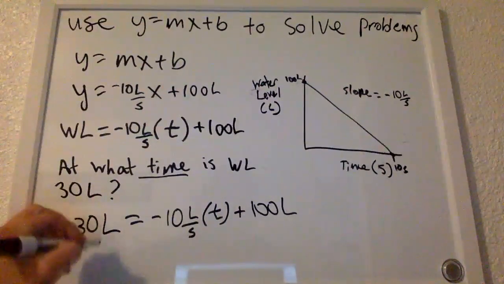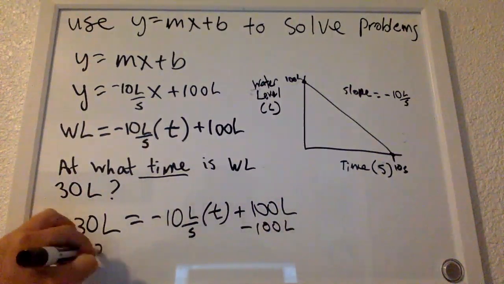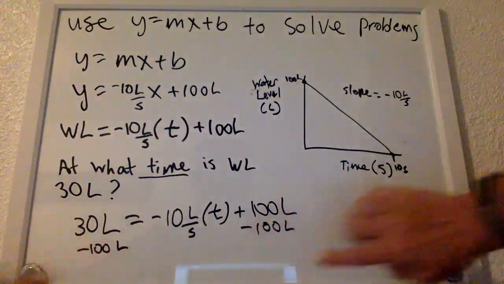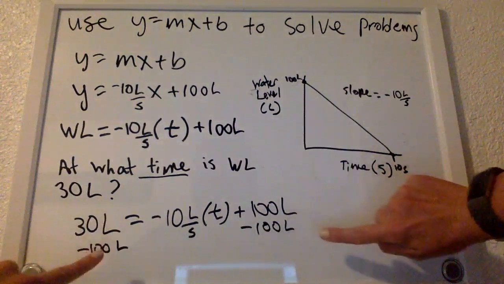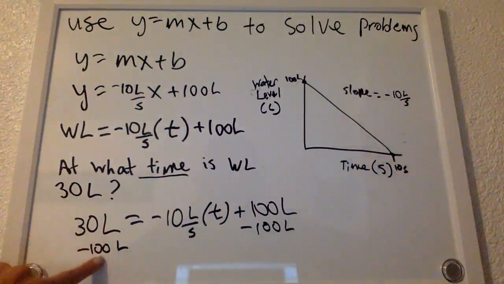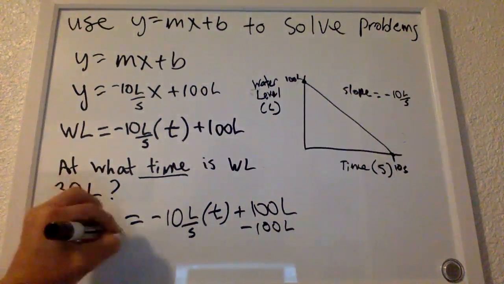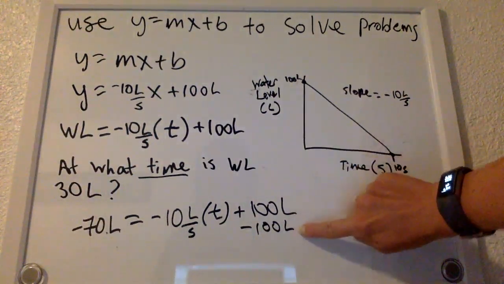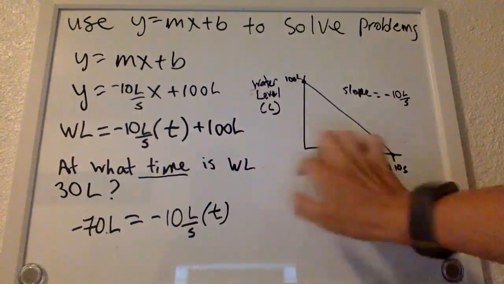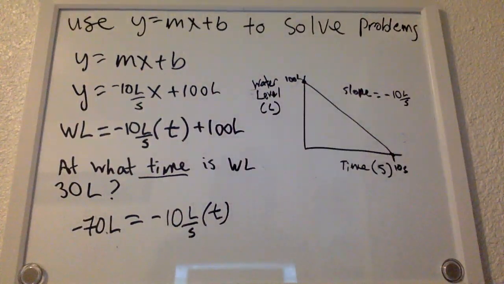So I'm going to go minus 100 liters on both sides. And I'm going to rewrite this. I'm running out of space. Since this is a video, I hope you can go back and replay. So 30 liters minus 100 liters is -70 liters, and 100 liters minus 100 liters is just 0, so that just gets rid of that side of the equation. Now, if you were going to do this on a test, I would prefer you do each step written below. I just ran out of space.